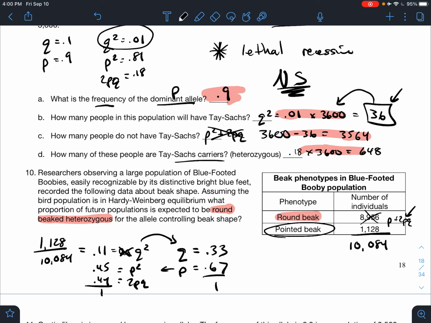What proportion of future populations is expected to be round beak heterozygous? That's our 2PQ. That's this number right here. 0.44 is the answer. If we wanted to guess what part of the population that is, we would just multiply this by our total population. Then we get the number of heterozygotes. Okay, hope that helped and you can move forward and try some other ones.